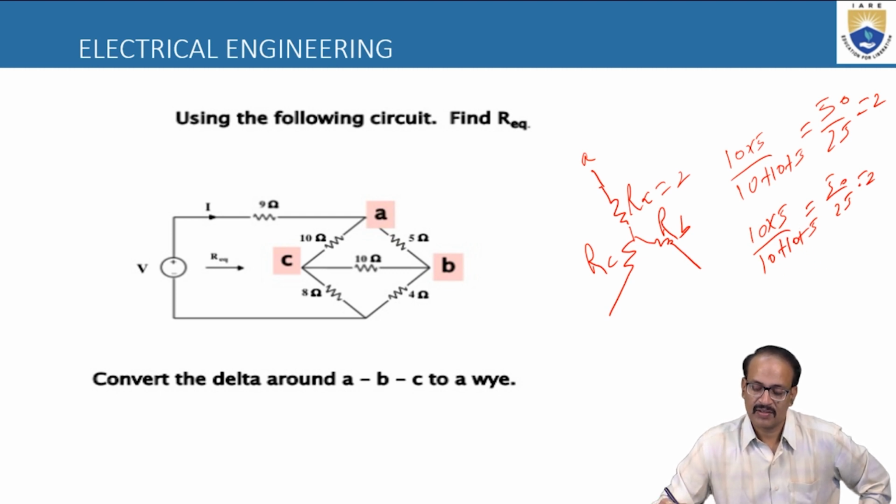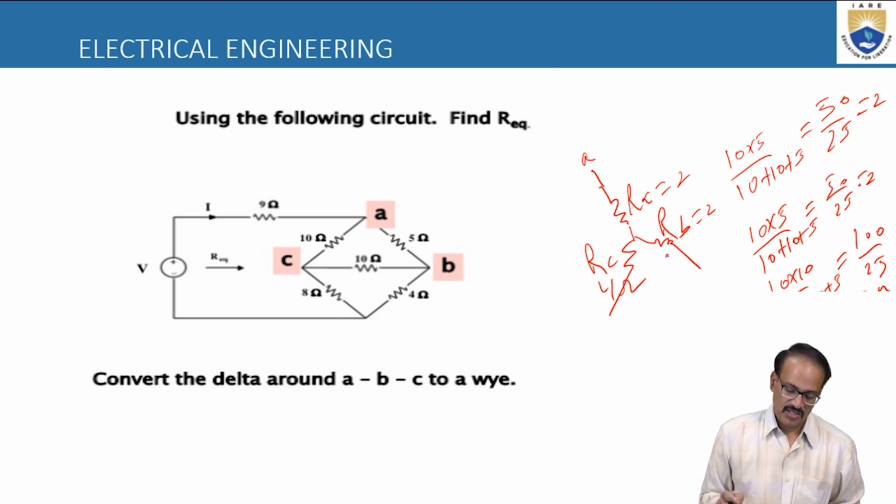And again I will come to the point C here. So that means the value here will be 2 again. And I will come to the point C. So again, for the point C, 10 into 10 by 10 plus 5, that is equal to 100 by 25, that is equal to 4. So here I have to write the value as 4 ohm resistor.